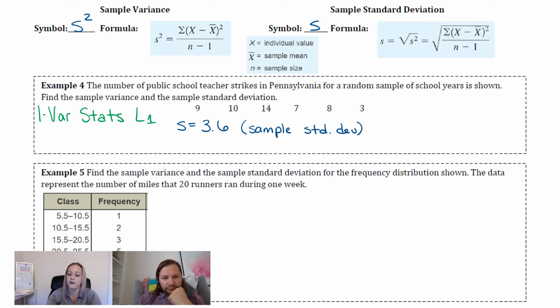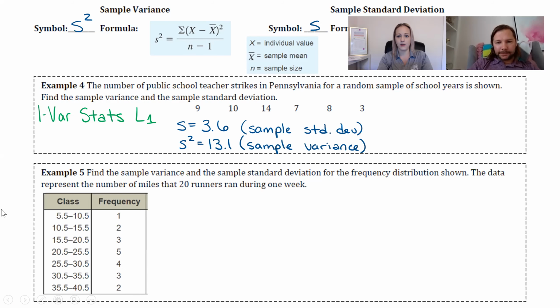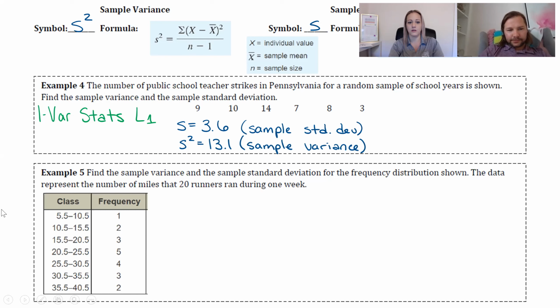So again, you want to go to vars or variables, go down to statistics, and then go down to the S. Okay, grab that, click enter, that'll pop it up on your main screen, and then you'll square that, and you should be getting about 13.1. So the sample standard deviation is 3.6, and the sample variance is 13.1. So it's the exact same process for population and sample. The only thing that's different is what symbol you're using and looking for in your calculator.